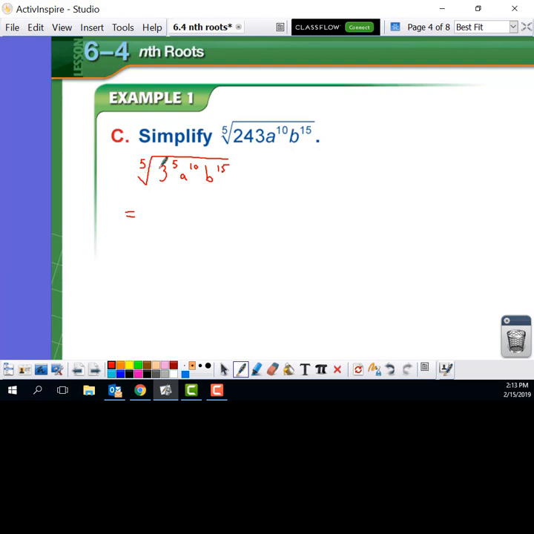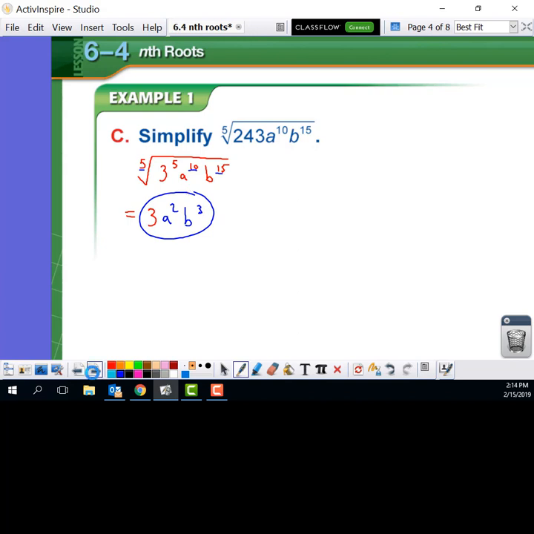So clearly 3 to the 5th is going to come out of that radical as a 3. A to the 10th, we look and we see that 10 is in fact divisible by 5. It goes in twice, so we have a squared that comes out. And then if I look at b to the 15th, 15 is also evenly divisible by the index 5, so that comes out as a b cubed. 3a squared b cubed. Okay.